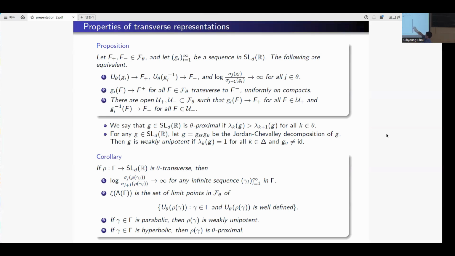So when I say k theta, let's say k proximal, it means that lambda_k(g) has to be strictly larger than lambda_{k+1}(g), but for the rest, they can be equal. I don't care. And then of course, if you want Benoist's proximality, you want it to be 1 proximal. So you have a distinguished top eigenvalue, and then the rest of them have to be strictly smaller, in which case your top eigenvalue has to be real, because the non-real ones all come in complex conjugate pairs. Any other questions?